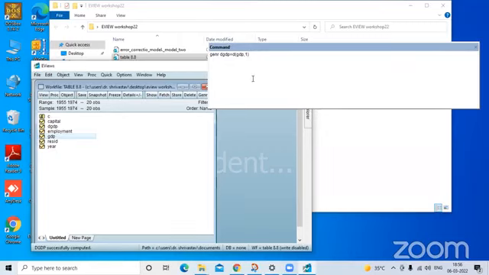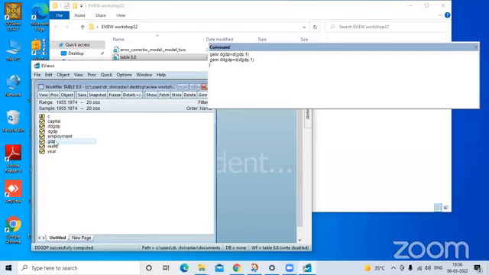Second, generate DDGDP equal to D, comma DGDP, comma 1, bracket close. Enter.